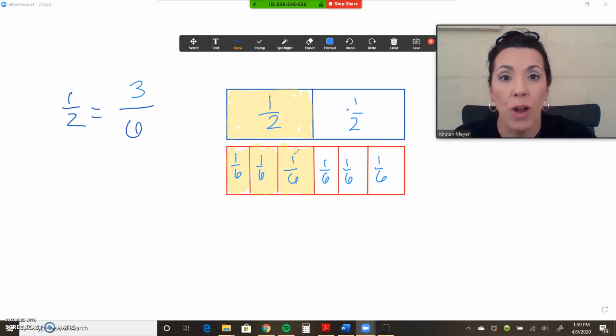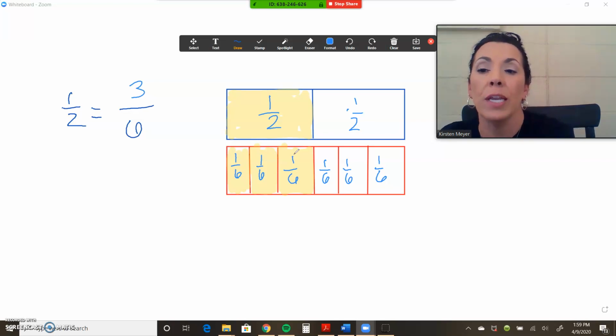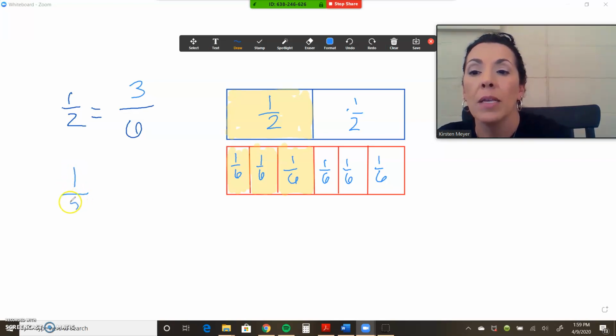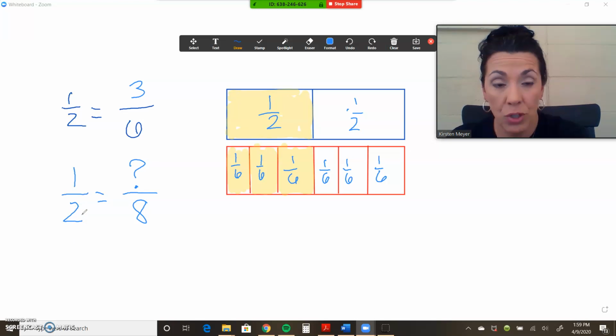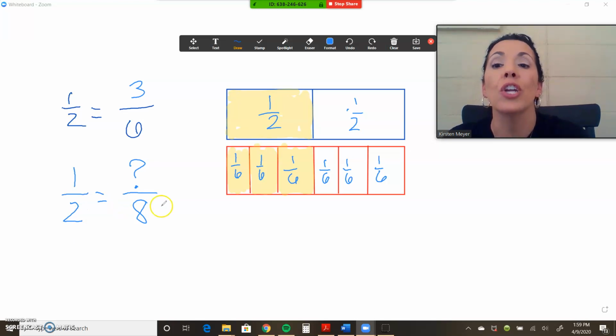Now you're going to try a couple on your own. On the next couple of Draw Its, I'm going to give you a fraction and it will say something is equivalent to how many of something else. Then you're going to have to draw me the first fraction, and after you draw the first fraction, you're going to show me how many it takes for the second one. All right, good luck.